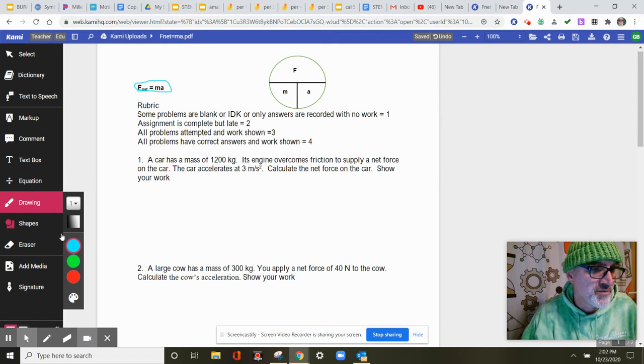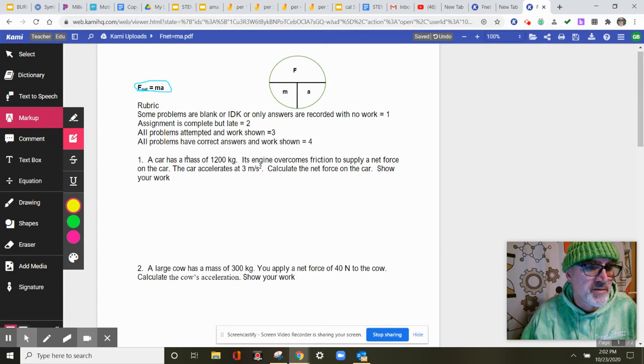We have a car with a mass of 1,200. Right, so it's got a mass of 1,200, and the acceleration is 3. So we want to calculate the net force on the car.